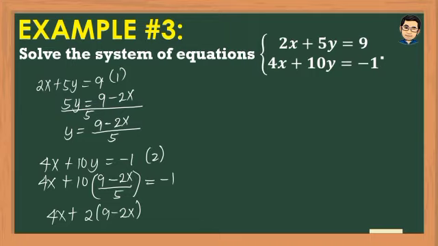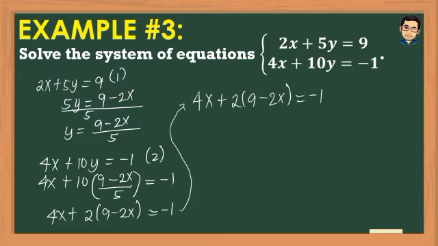And then yung 10 magiging 2 kasi 10 divided by 5, that is 2 equals negative 1. Then i-rewrite lang natin 4x plus 2 times the quantity 9 minus 2x equals negative 1. Next, 4x plus, so i-distribute natin yung 2 sa 9 minus 2x. So 2 times 9, that is 18. Minus 2 times 2x, 4x, equals negative 1.